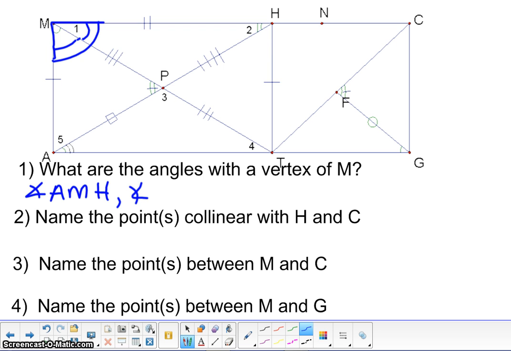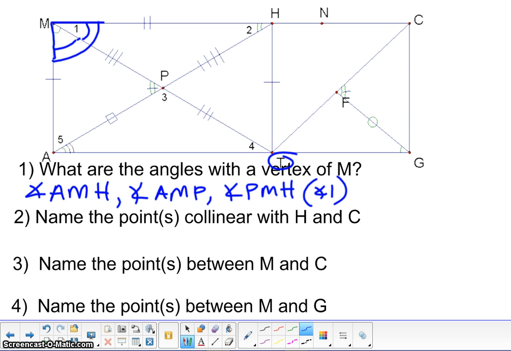The next one we could use is AMP or AMT if you'd like to use the T, or PMA. The next one is angle PMH, which is also angle 1. So if you see a number in there, you can use that just for a quick reference.